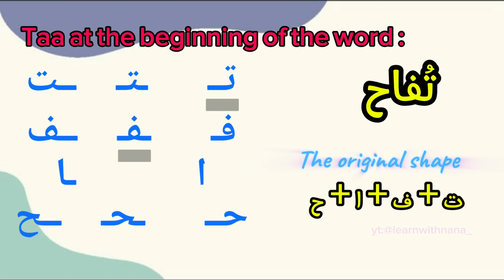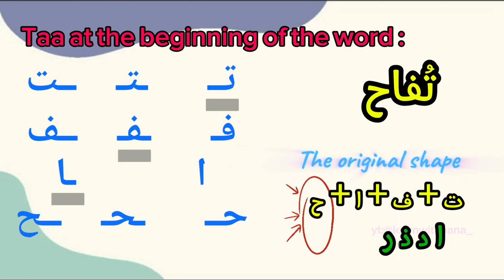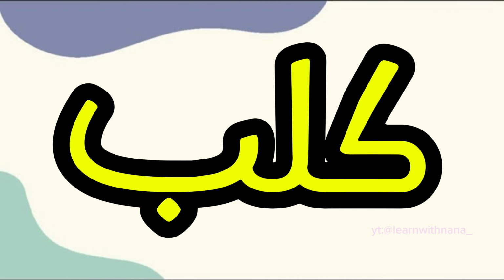Although alif and the last letter ha, it will be in the original shape because it came after one of the 6 letters which can't connect with other letters on the left side, and these letters are alif, dal, zal, ra, zay, waw. Try to name the letters in this word and leave it in the comments.